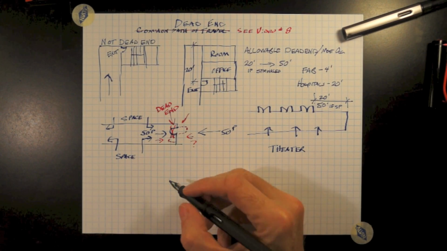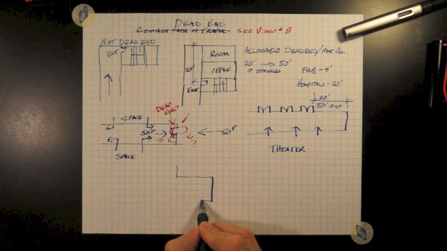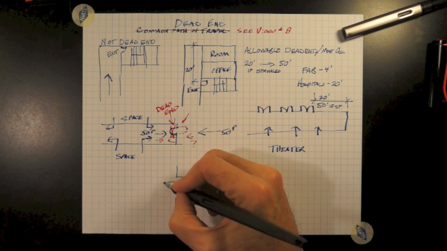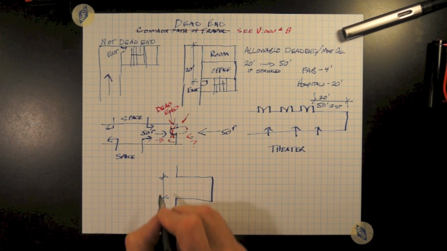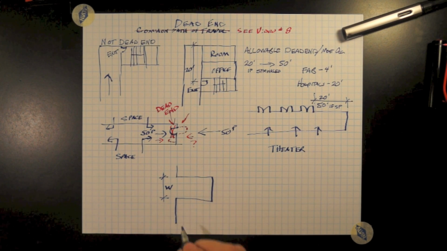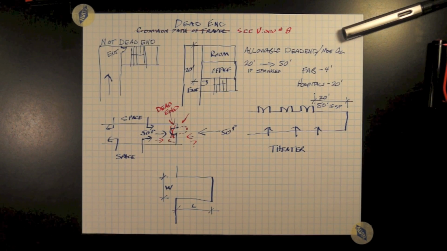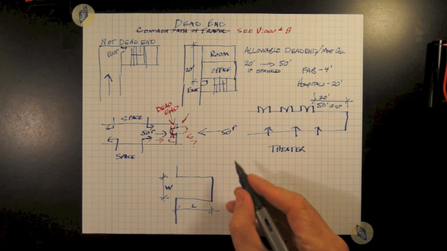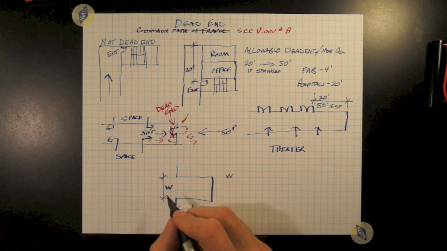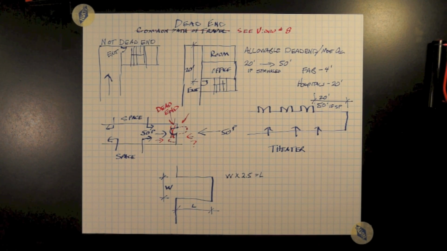Something else to take in consideration when you're designing a space. If the space is really wide and you're not wanting to have an exit at the end of the space, the code does allow you a math calculation that you can do. This is not all that useful in most cases. So therefore, W, the width of the corridor/hallway, times 2.5 can equal the length of the allowable dead end.